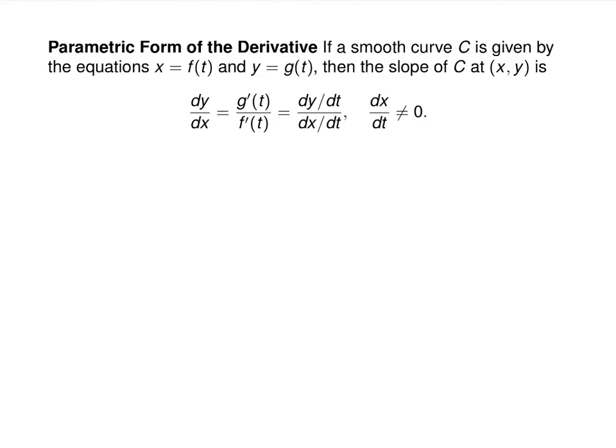If you have a smooth curve, what that means is that there are no corners, given by the equations x equals f of t and y equals g of t, then the slope of the tangent line is given by the derivative of y over the derivative of x. Pretty simple. And you have to also assume that dx/dt is not zero. If that's the case, you're going to have an undefined slope or a vertical tangent line.